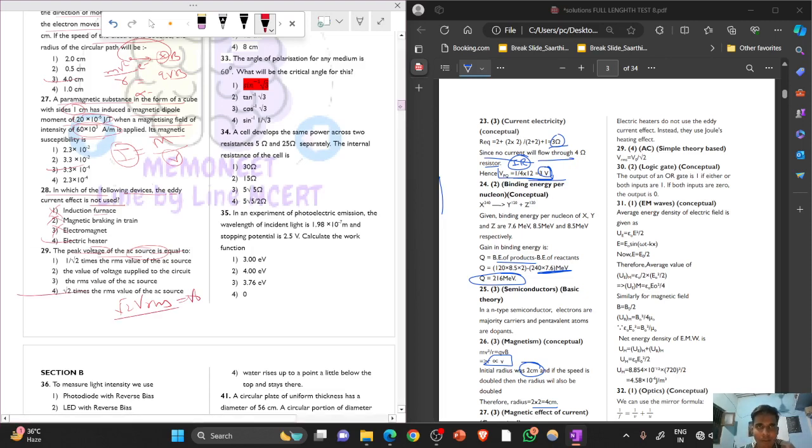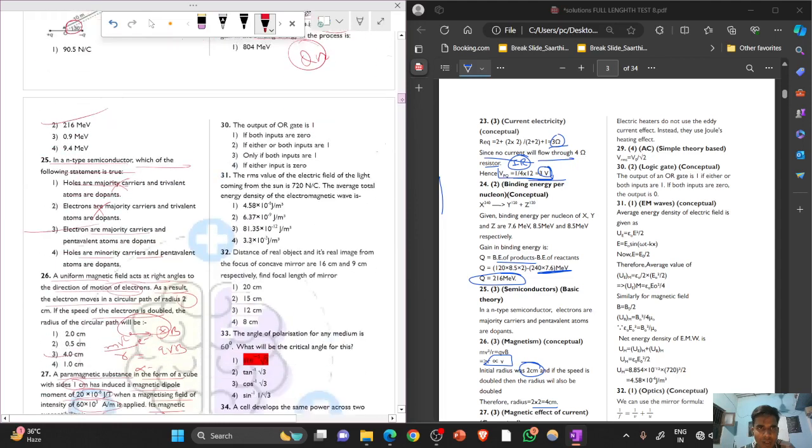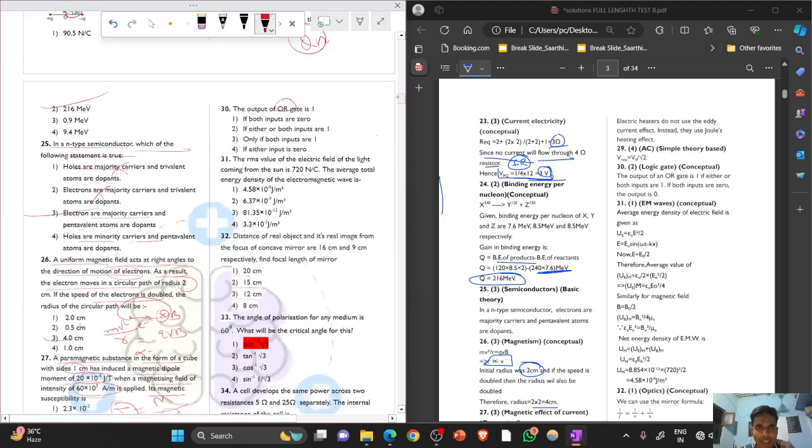Now moving ahead, the output of an OR gate is 1. OR means something plus. So the 1 will come only if either one input is 1. Option second will be your correct answer.